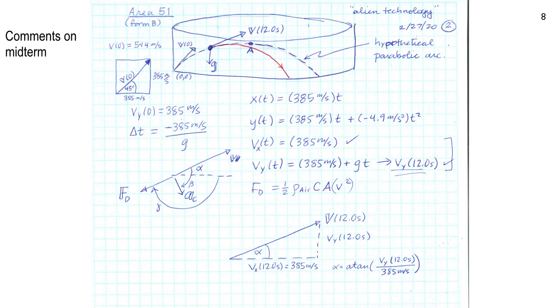And Vy of t is also 385 meters per second plus gt. So you can figure out Vy of 12.0 or any other time from that. And then you just got to do inverse tangent and stuff like that to get the tilt angle. The drag force will be exactly the opposite direction. So something like this.